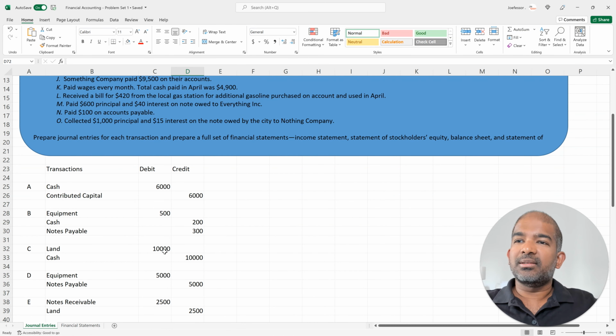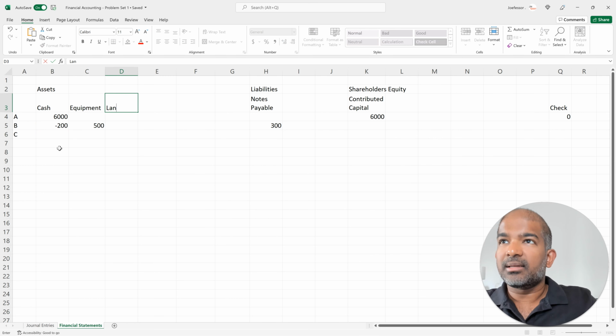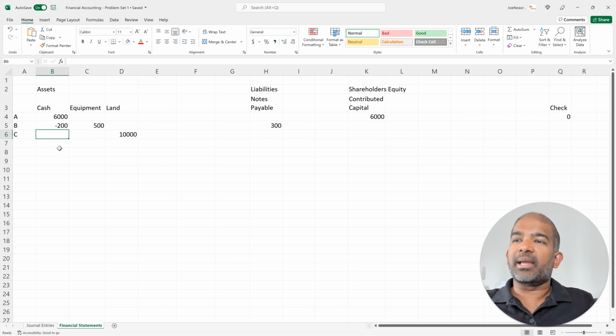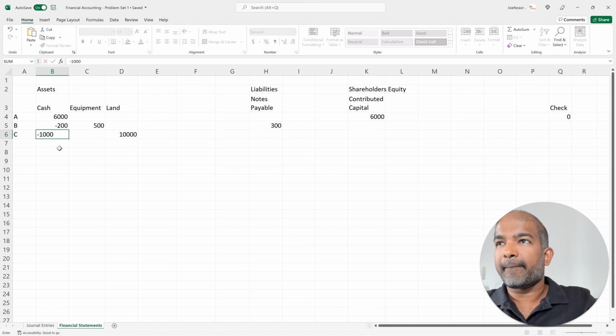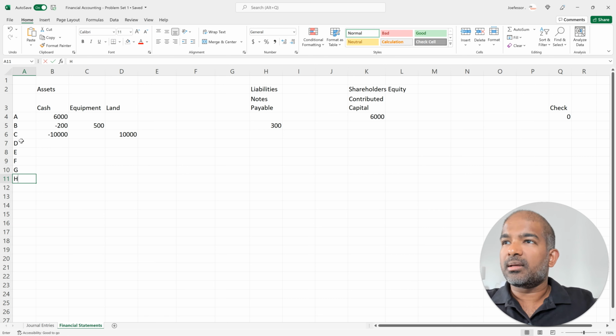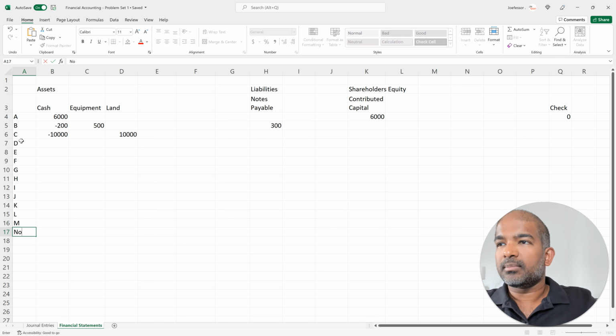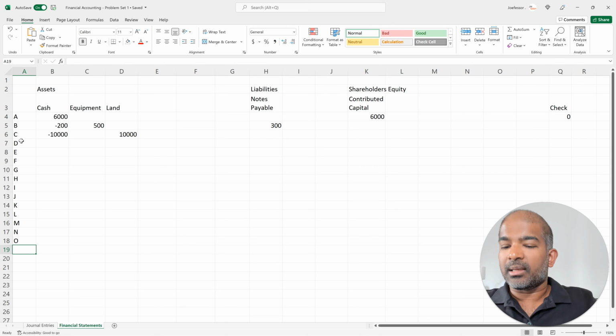Then transaction C, land is an asset going up by 10,000 and cash is an asset which is credited by 10,000. So I create a land column here which goes up by 10,000, but my cash goes down by 10,000. Let me just, so we have transactions until O, I presume. And we're going to find the total balance at the end.